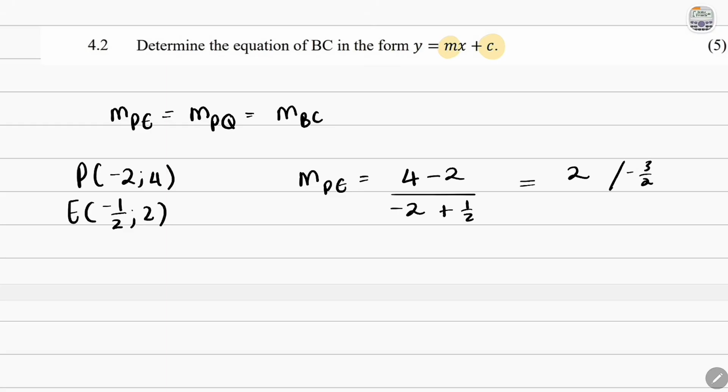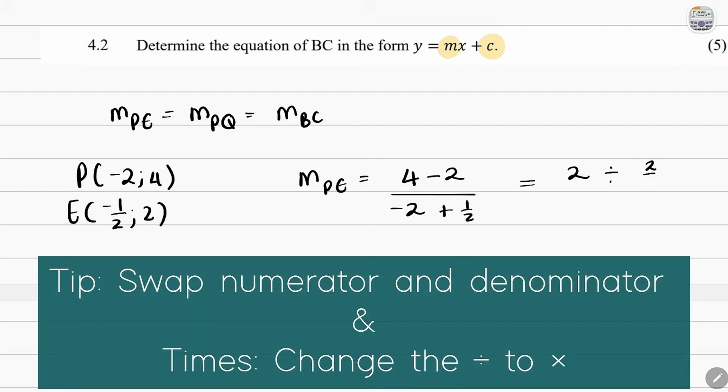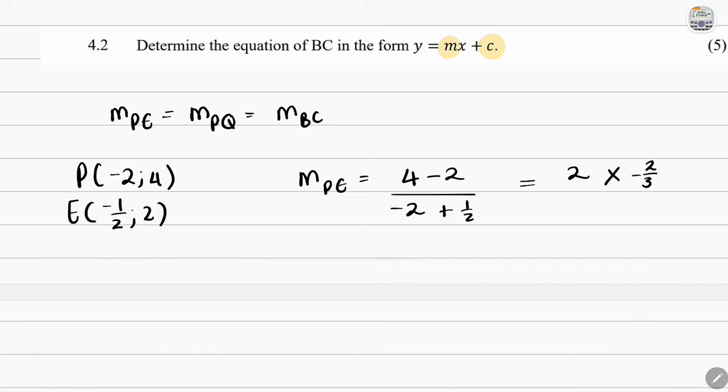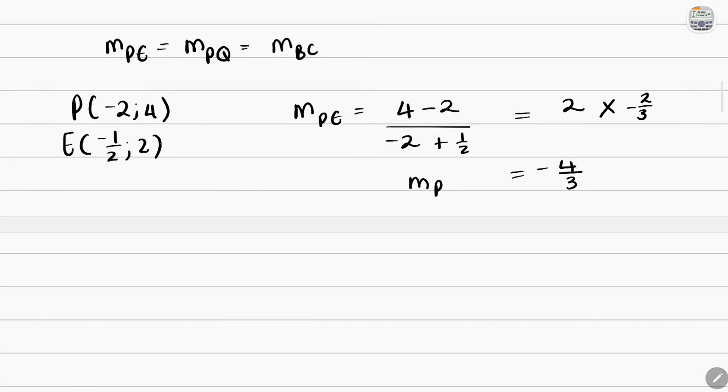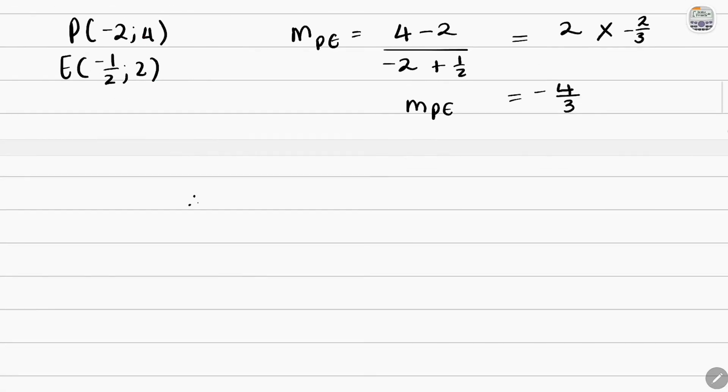If you use a calculator, or if you are dividing by a fraction, you can simply switch the numerator and denominator and turn this division into a multiplication. So that's just going to give us negative 4 over 3. Okay, so that's the gradient of PE, and therefore that is the gradient of BC as well. So the gradient of BC is simply equal to negative 4 over 3.